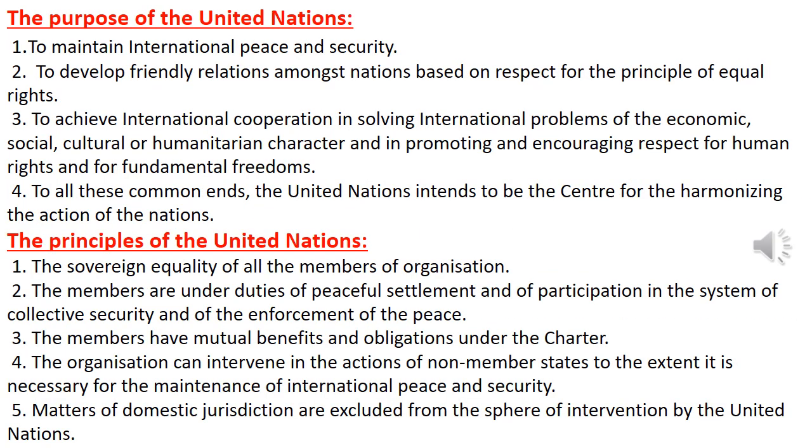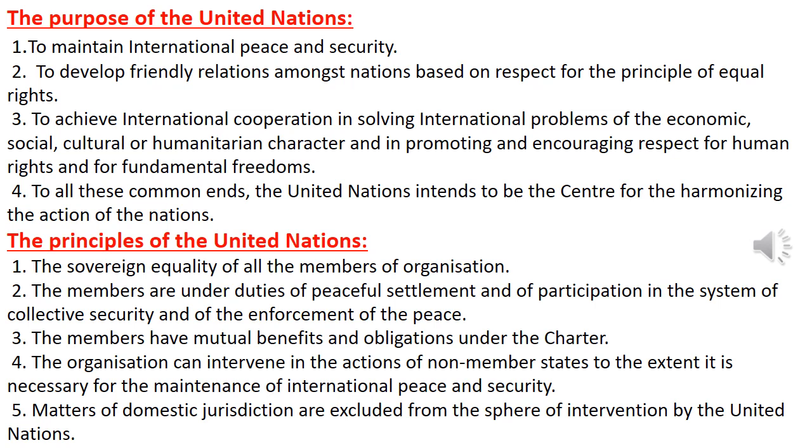Let us see the purpose of the United Nations. To maintain international peace and security, to develop friendly relations amongst nations based on respect for the principle of equal rights, to achieve international cooperation in solving international problems of economic, social, cultural or humanitarian character, and in promoting and encouraging respect for human rights and for fundamental freedoms. To achieve all these, we need a common purpose, and the United Nations stands as a center in improving all these standards.